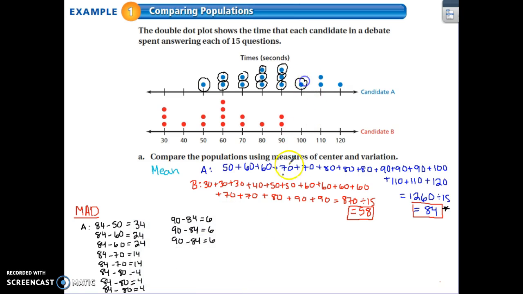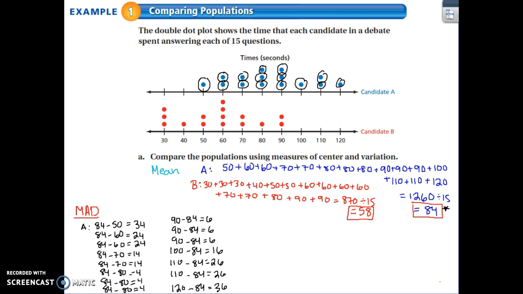Moving on to my next dot, 100. 100 take away 84 tells me that it is 16 seconds away. 110 take away 84 gives me 26. Another 110 take away 84 gives me 26 again. And lastly, I have 120. Take away 84, giving me 36.